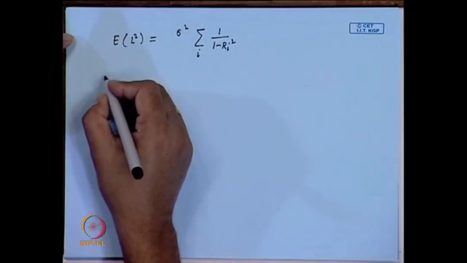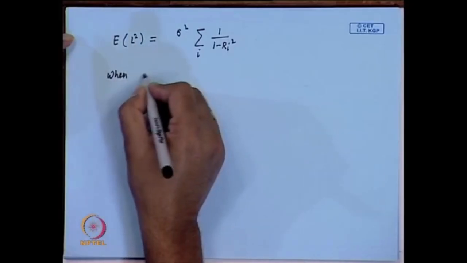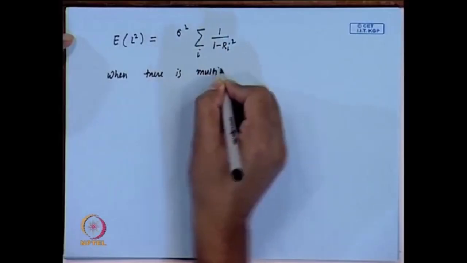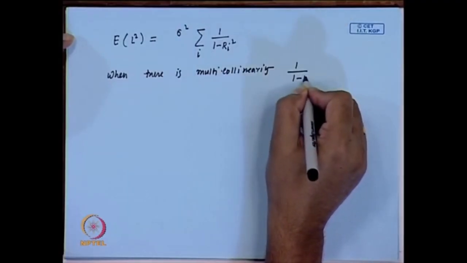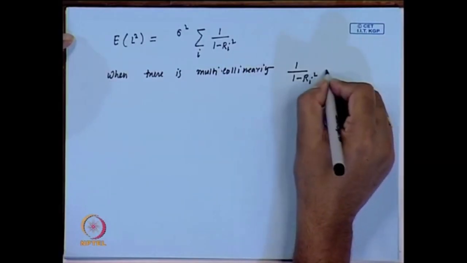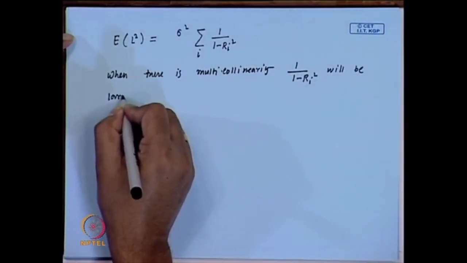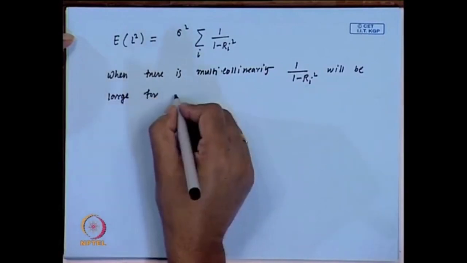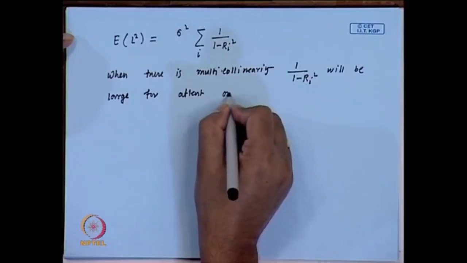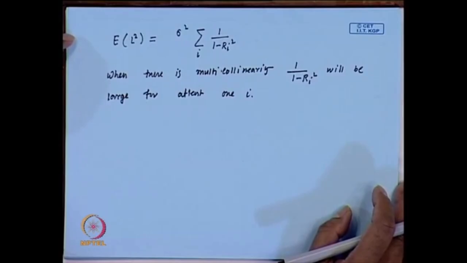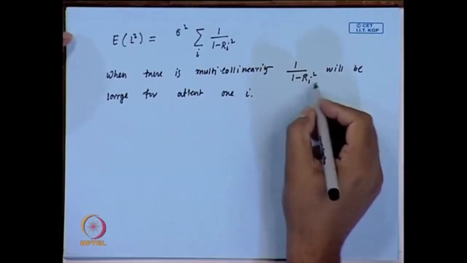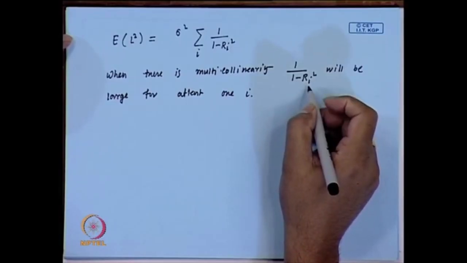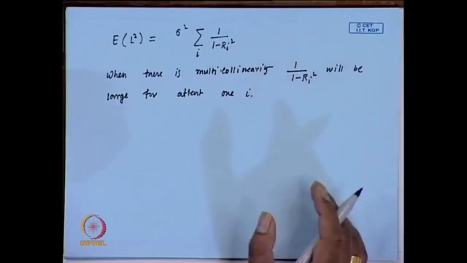And when there is multicollinearity, 1 by 1 minus r i square will be large for at least one i. So this r i square is the coefficient of multiple determination for the regression of x i on the remaining k minus 2 regressors.